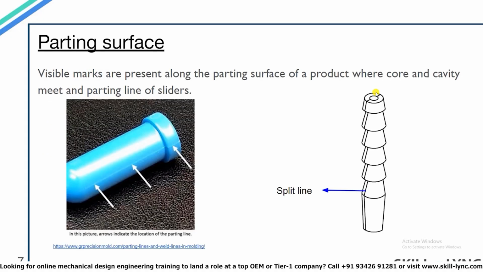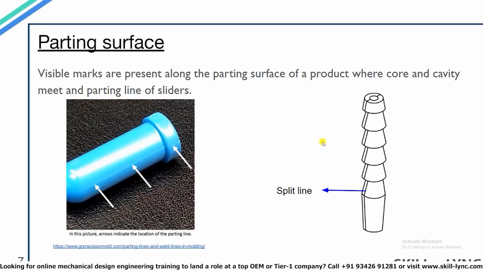The parting surface is a surface that splits the core and the cavity. In most of the products manufactured by injection molding, you can see a visible mark along the parting surface. So the customers are informed that there will be a mark over here, and is that fine, or should we be changing the parting surface? On the diagram to the left, you can see a parting surface on the product. Even when using sliders, there is a visible mark along the parting line of the product.